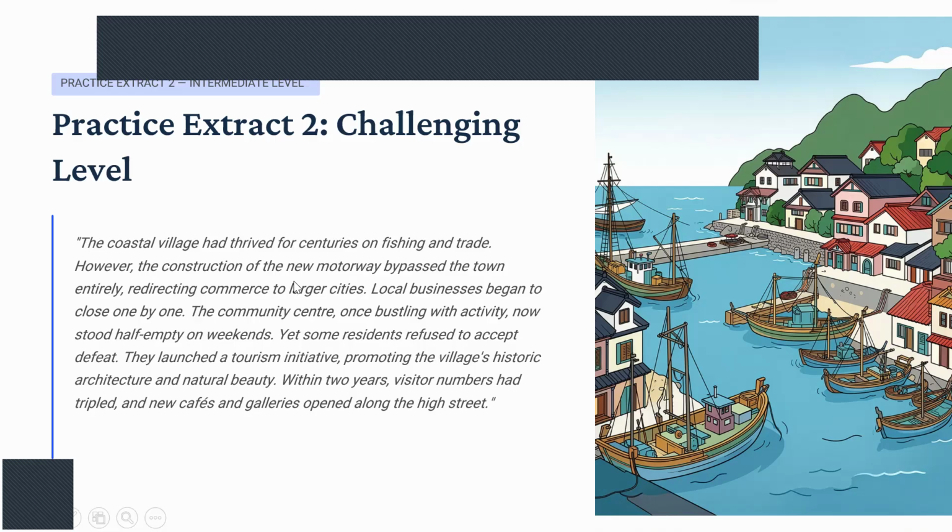However, the construction of the new motorway bypassed the town entirely, redirecting commerce to larger cities.